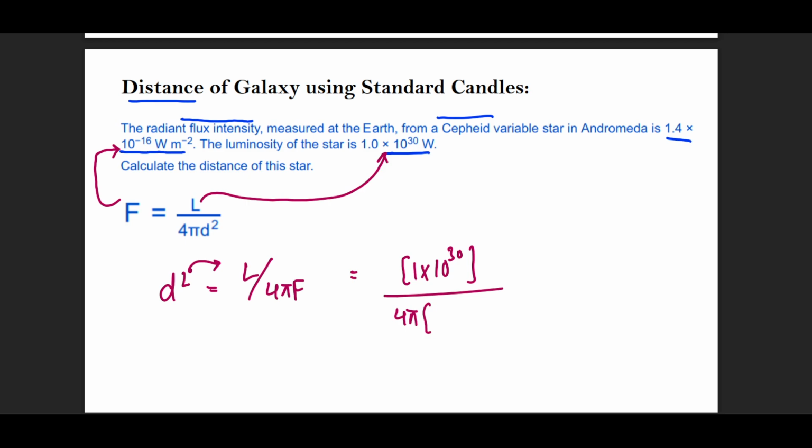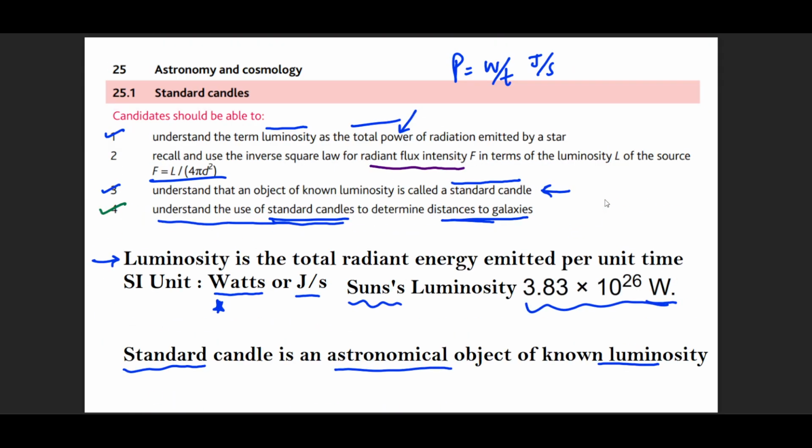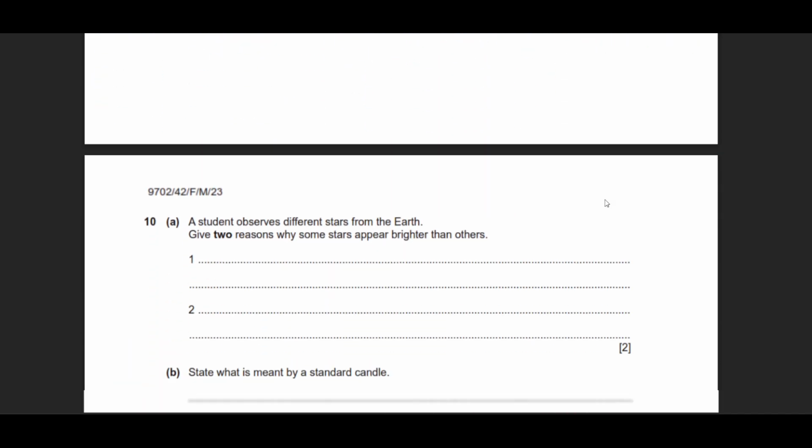and the value of F is 1.4 into 10 raised to power minus 16. And then, of course, taking the square root of D squared over here. When you calculate this, your answer is going to come out as 2.4 into 10 raised to power 22 meters. Okay. All right. So we understand the last part of the course as well. We understand point number 2 as well, how everything is going to be found out. Now let's go towards a few practice questions we have.